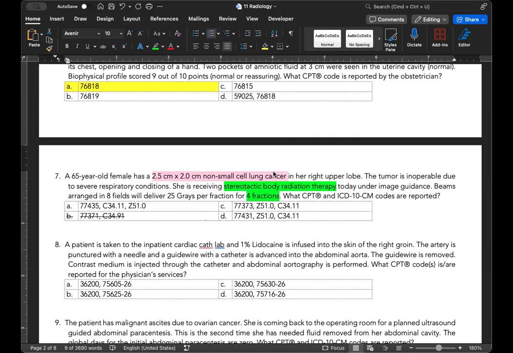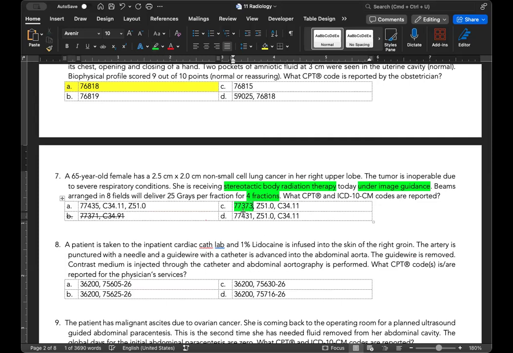And then it has including imaging guidance. So it's under imaging guidance, so we're not going to report that part separately. Okay. And again, it's our 4 fractions that do not exceed 5 fractions. Okay. Does everybody see the 77373? Okay. And let's actually look at 77435.